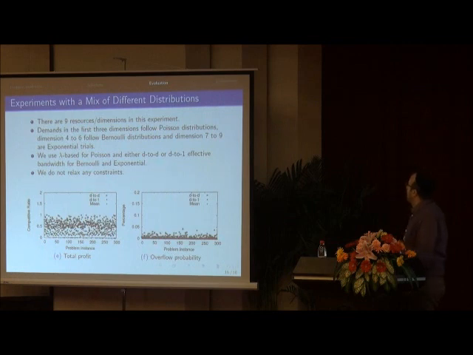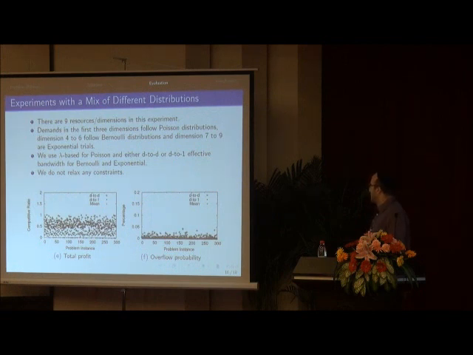For the next experiment, they generate 9 resources, and the demands in the first 3 dimensions follow the Poisson distribution. The next 3 dimensions follow the Bernoulli distribution, and the next 3 follow the exponential distribution. They use the lambda based for the Poisson, and either the D2D or D2-1 effective bandwidth for Bernoulli and exponential. The total profit of the algorithm compared to the upper bound is shown in the first picture, and the overflow probability is shown in the second picture.